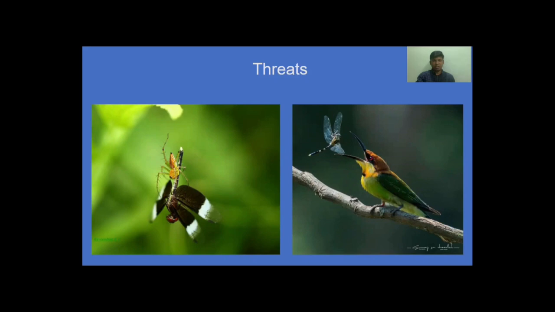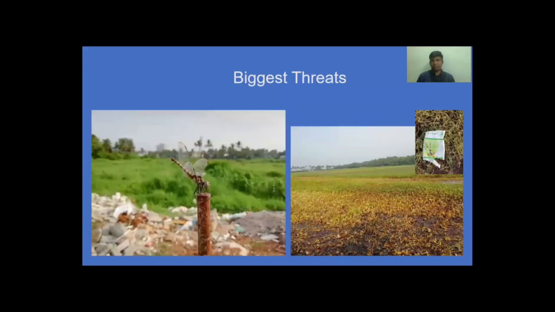But what is the other major threat? This is probably the major threat: humans. Whenever we see a paddy field or a good marshland, we want to reclaim that land and put sand and mud. Eventually, we want to build some big building there, and we are threatening their habitat.